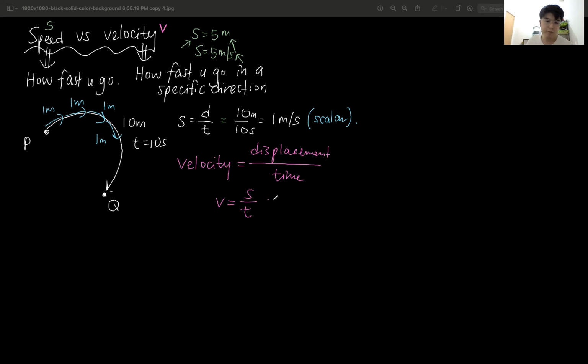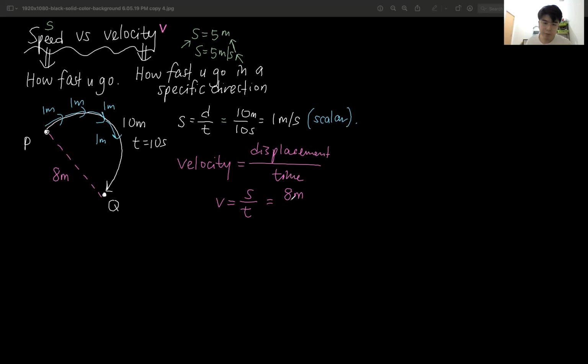Okay, displacement. Then you have to first get the displacement. So P and Q, you draw a line starting and ending. We calculate this length. Okay, so let's say the length is 8 meter. That means the displacement is 8 meter. What is the direction? Southeast. Okay, so displacement is 8 meter southeast.